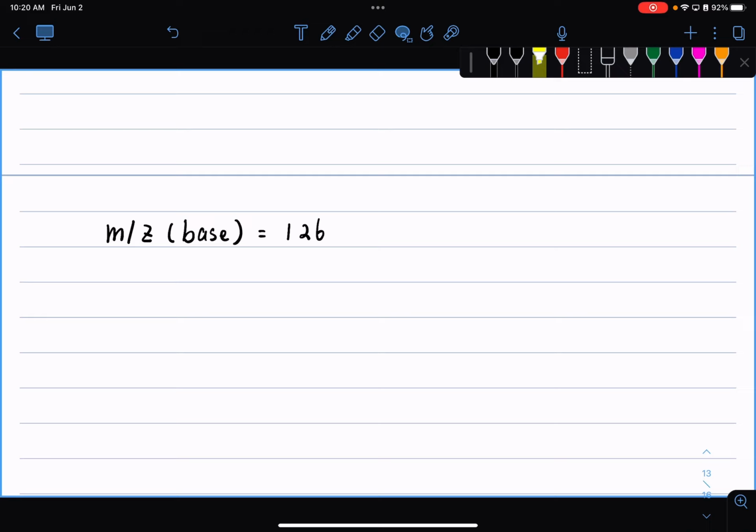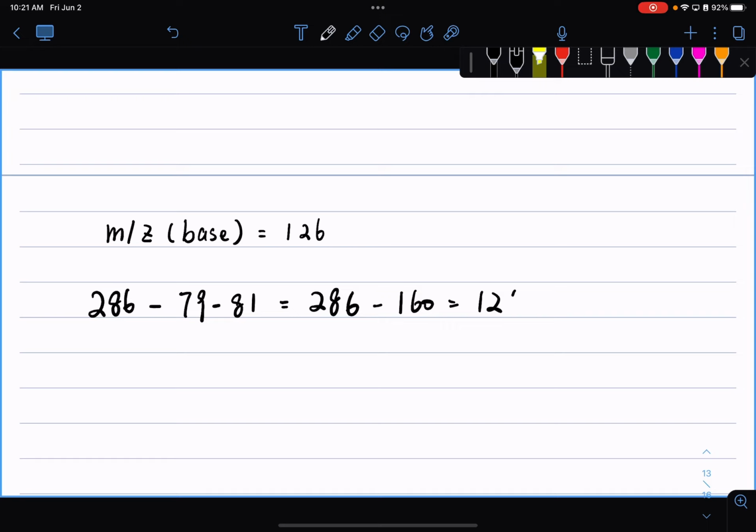So how do we rationalize that 126? Now we can look at our molecular mass, right? So our 286 is our molecular mass. Let's just say that 286 corresponds to the peak of bromine 79 and bromine 81. Remember, that's the largest peak. And what does that tell me? 286 minus 160, I get my 126. So my 126 only contains carbon and hydrogen.